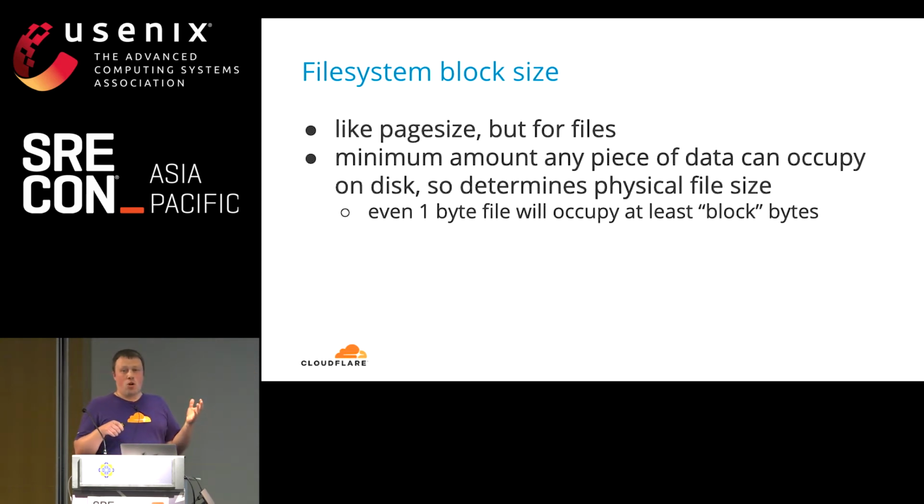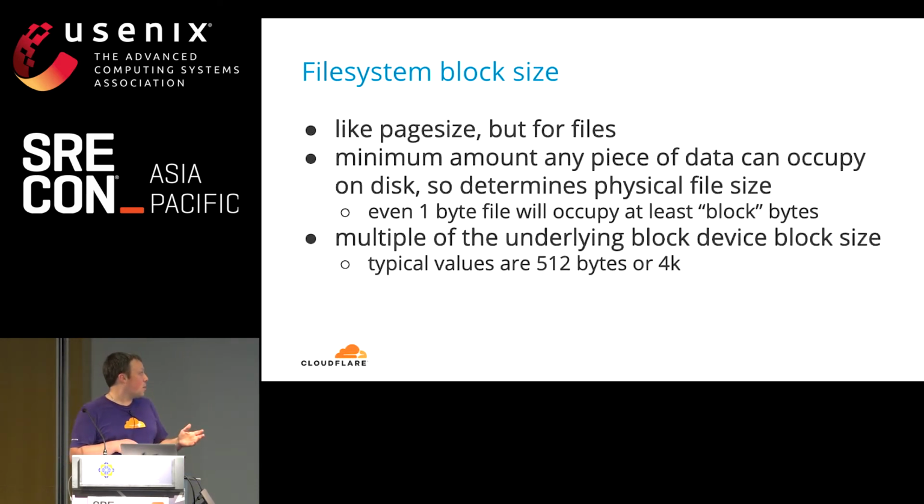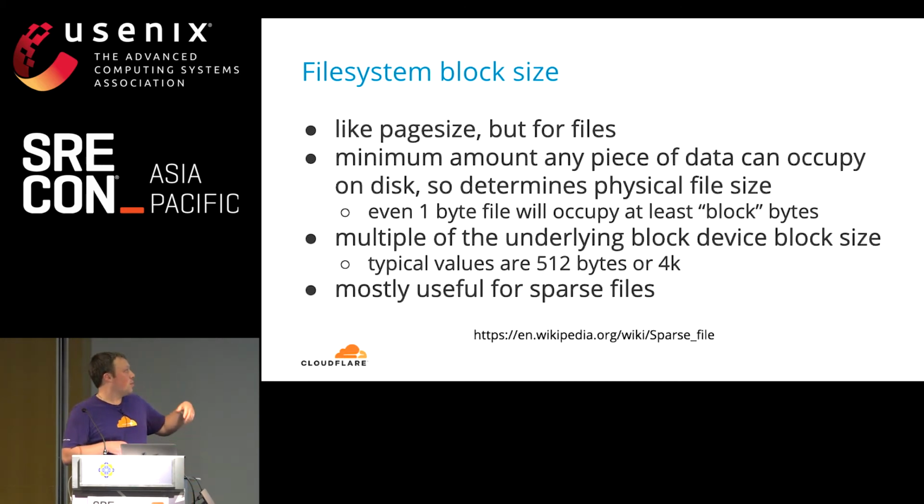So typically, there is a logical file size and a physical file size. The physical file size will almost always be larger than your logical size. And the file system block size is usually a multiple of the underlying block device block size. It can't be less than that, right? And the file system block size is mostly useful for sparse files.